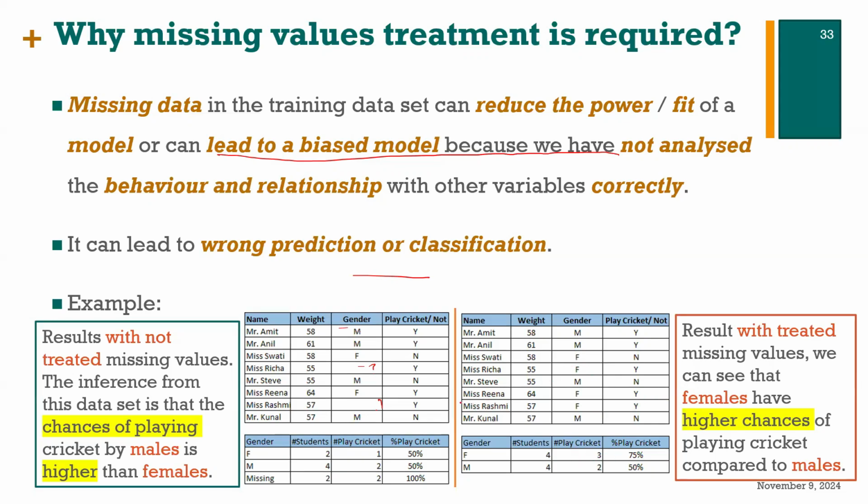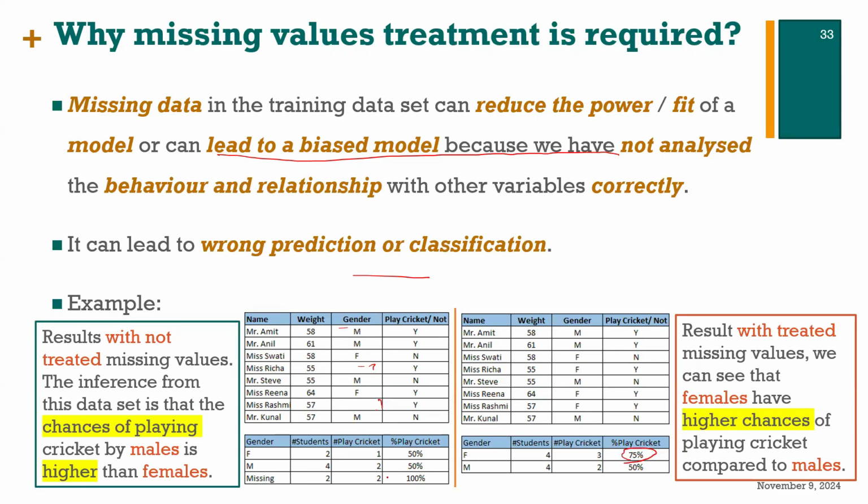After treating the missing value, we came to know that the missing value actually belongs to a female, which made us now have 4 females and 4 males. However, 3 of those females play cricket, and 2 of them on the male side didn't play cricket. So these are the people that play cricket. You see, the percentage of females that play cricket now makes it 75%. That confusion is gone.